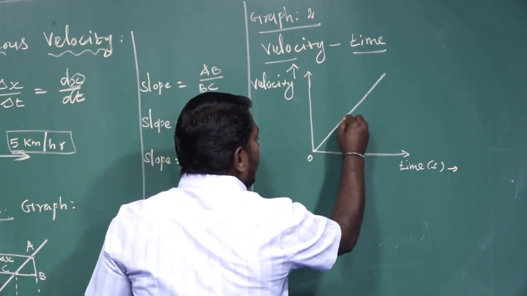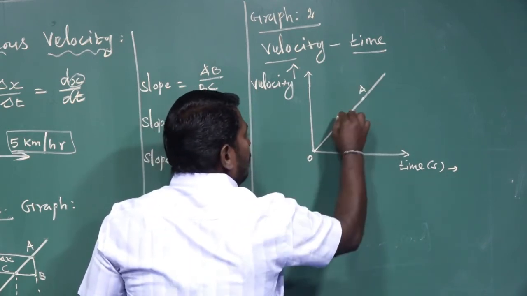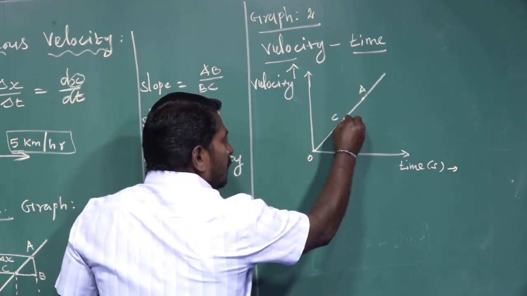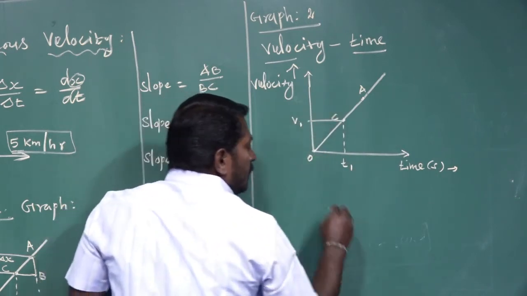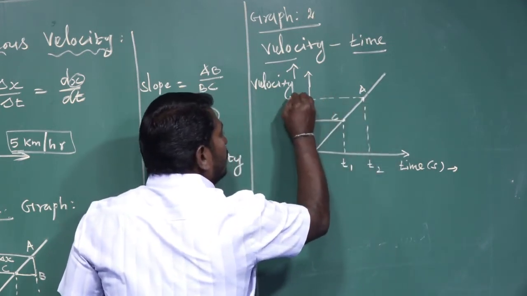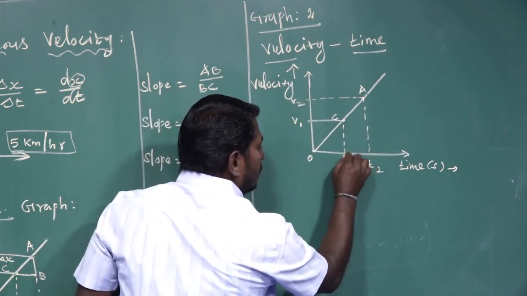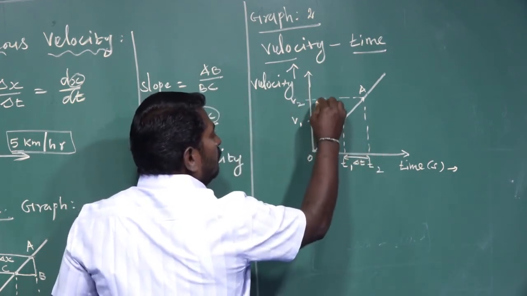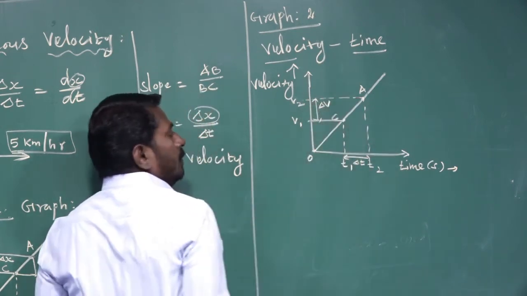Let me assume there are two points on the straight line, point A and point C. During the motion of an object, at the instant of time t1, the velocity of the object is v1. Next, at the instant of time t2, the velocity of the object is v2. The difference t2 minus t1 is the change in time interval, del t. The difference in velocity, v2 minus v1, is called the change in velocity, del v.